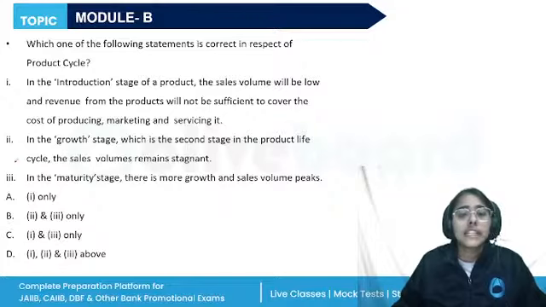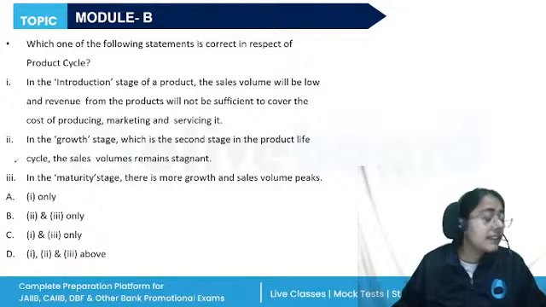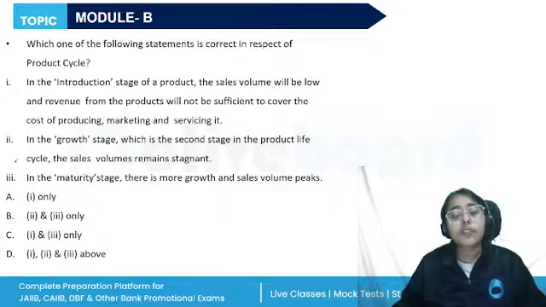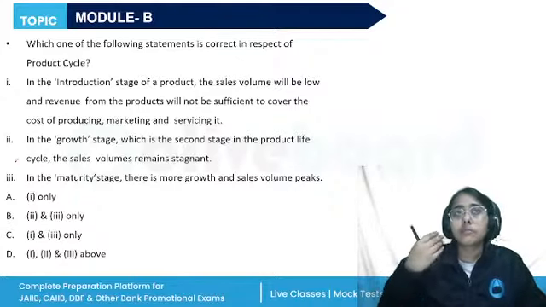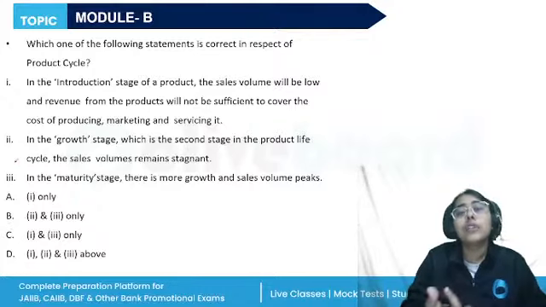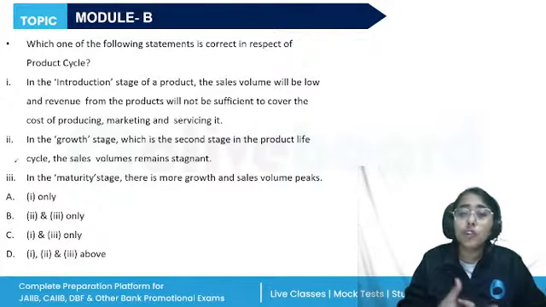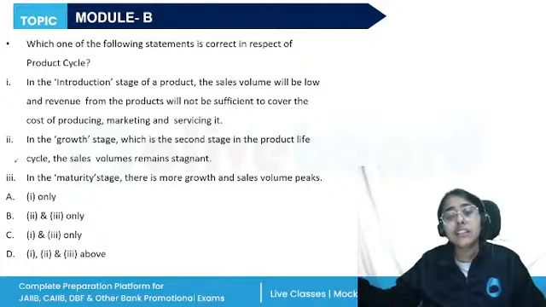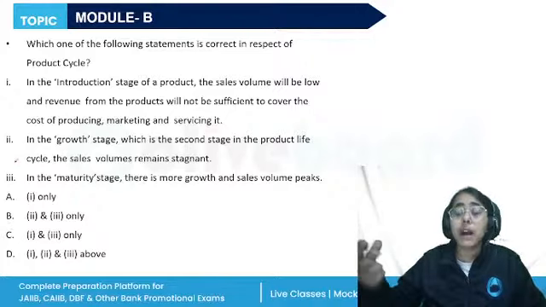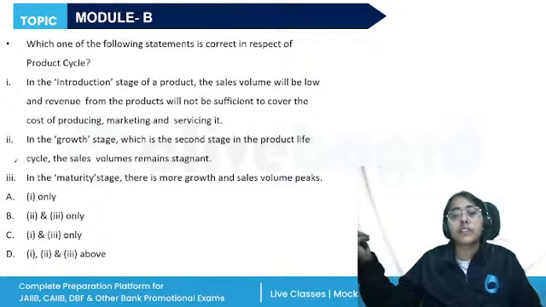which one of the following statements is correct in respect of the product cycle? So there is the product life cycle, which starts from the introduction of the product, where after the creation the product is newly introduced, so it will have low sales and low profit. When it goes to the second stage, some customers will demand the product, the demand will start rising and it will increase the profits, which will reach a higher stage.